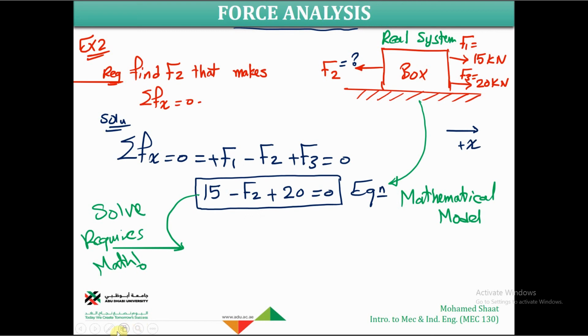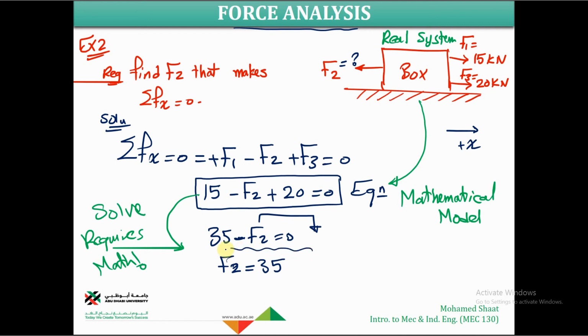Then, if you use mathematics to solve this simple equation, we can simply find how much the force is. If we sum 15 plus 20, this gives 35. Negative F2 equals 0, then simply you can move this F2 to the right side. I'm pretty sure that you can do these things, they are very simple. So F2 is 35. And F2 will be positive 35. Positive means that it will have a certain direction, and we are going to discuss this direction.